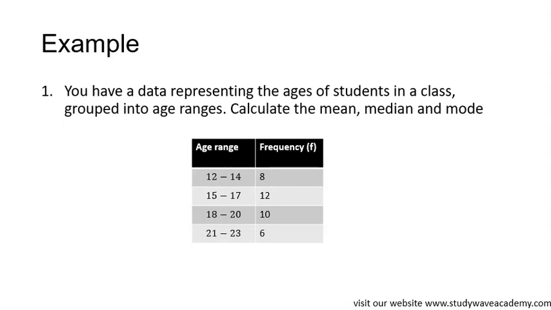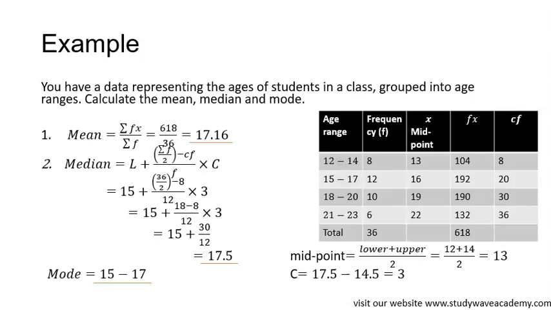So now we're going to be looking at an example to help us calculate. Here we have example 1. You have data representing the ages of students in a class, grouped into age ranges. Calculate the mean, median, and mode. So this is the age range and this is the frequency. 12 to 14 in a class, there are 8 persons. 15 to 17, there are 12 persons. 18 to 20, there are 10. And 21 to 23, there are 6. So we have to calculate the mean, the average, and look for the median, the middle, and the mode, the most frequent, okay?